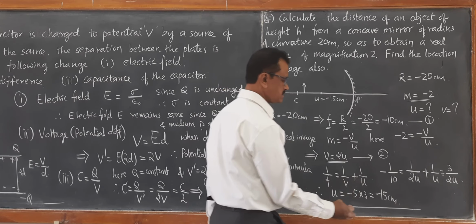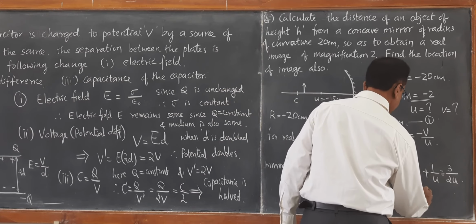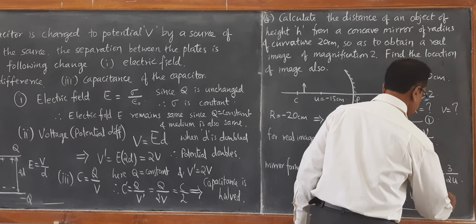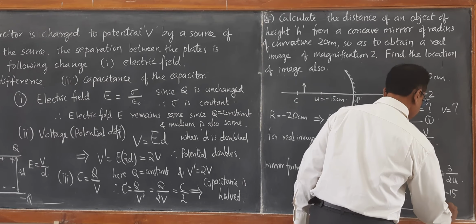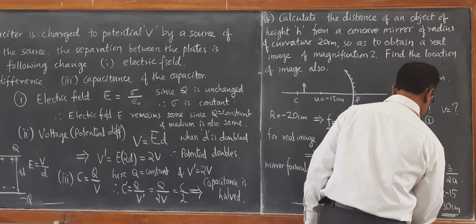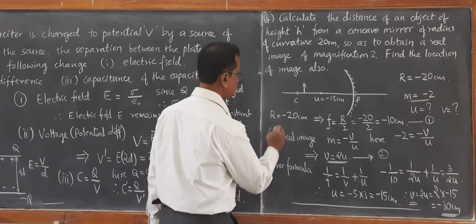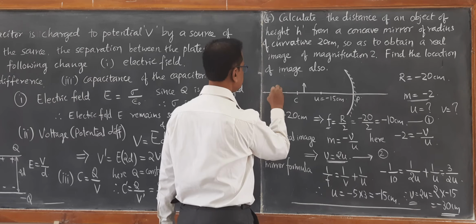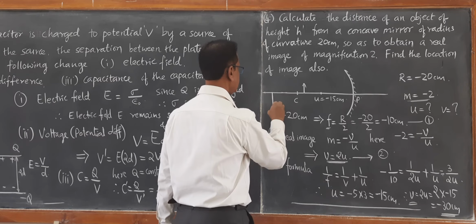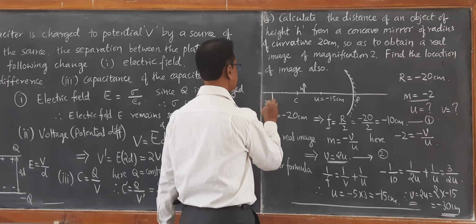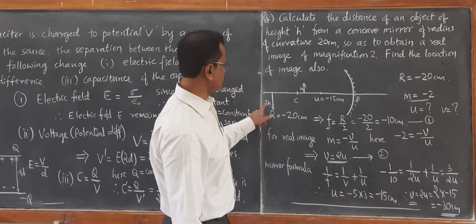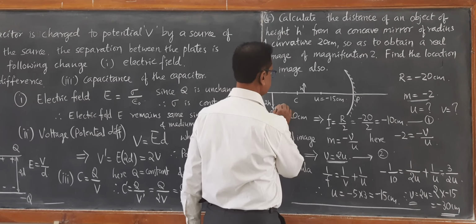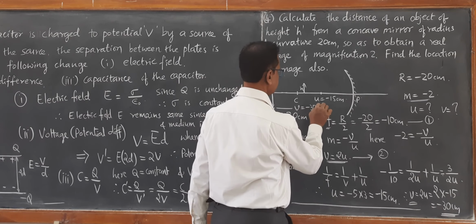And what is the image distance? Therefore V equal to 2U, 2 times minus 15, becomes minus 30. So image distance V becomes minus 30. Somewhere here you are going to get the image. And if the object is of height h, this will be of height 2h. H dash becomes 2h because magnification is 2. Therefore, image distance V becomes equal to minus 30 centimeter.